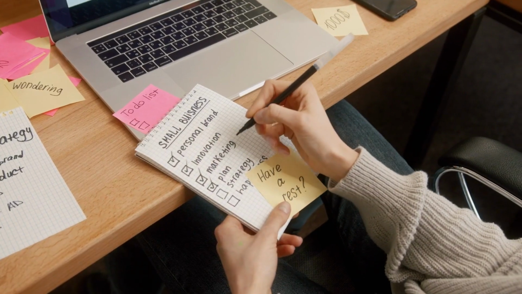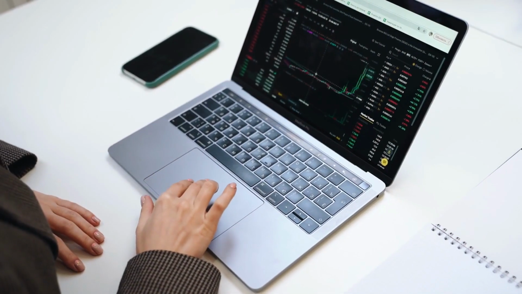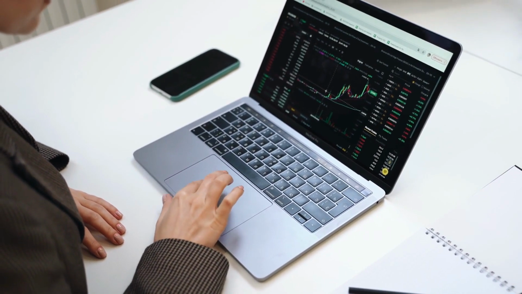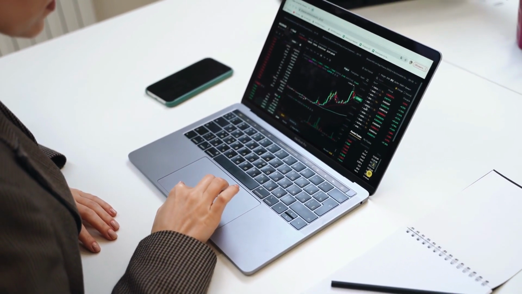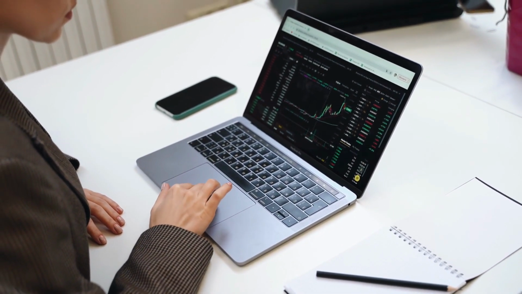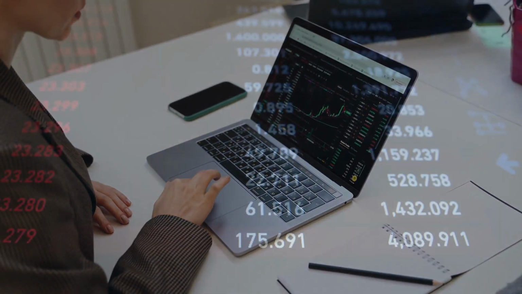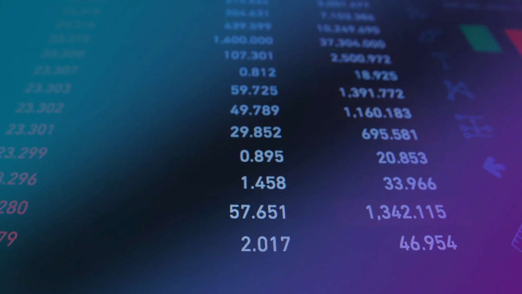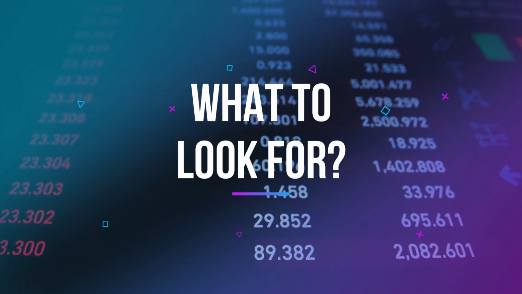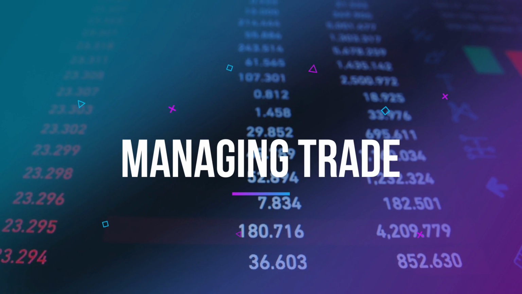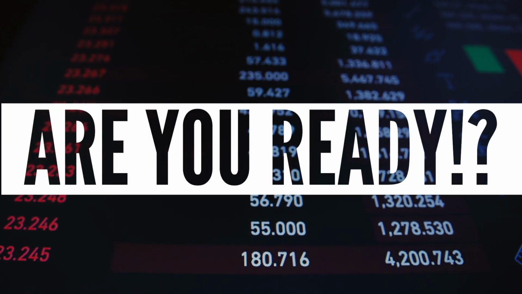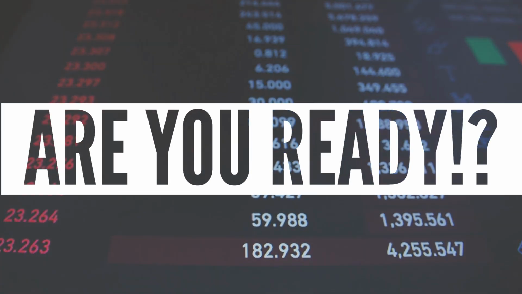The beauty of this strategy is that it strips away all the uncertainty. You'll simply watch for when the 3 indicators align and give you a confirmed signal. And then you take the trade with a predefined risk-to-reward ratio. In just a few minutes, I'll show you exactly how the indicators work, what to look for to spot the signals, and a proven approach for managing your trades.